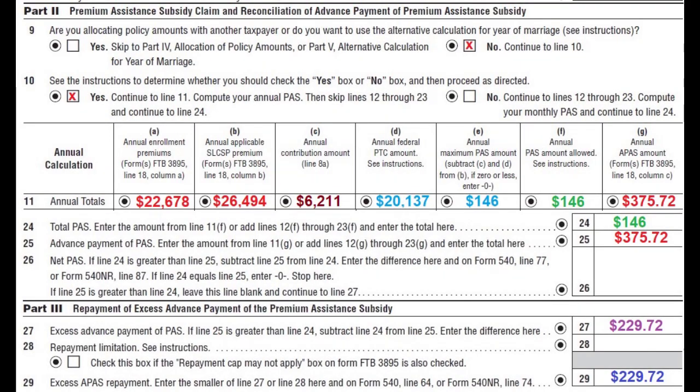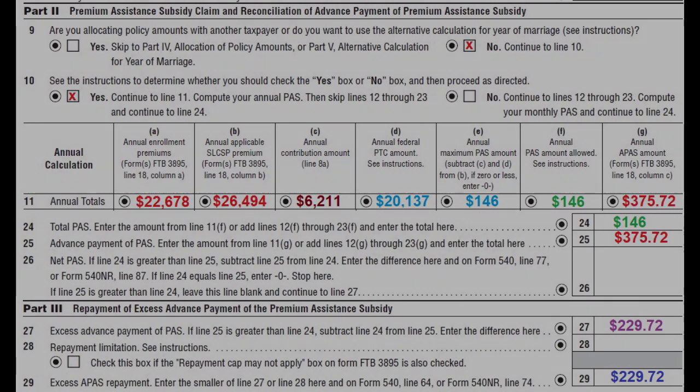Column G is what California paid out on their behalf. So line 24 is $146 of what the couple was entitled to at the higher modified adjusted gross income of $65,000. And then you subtract that from what was paid on their behalf, and there is a difference of $229.72, which must be repaid to California on the California Income Tax Return Form 540.